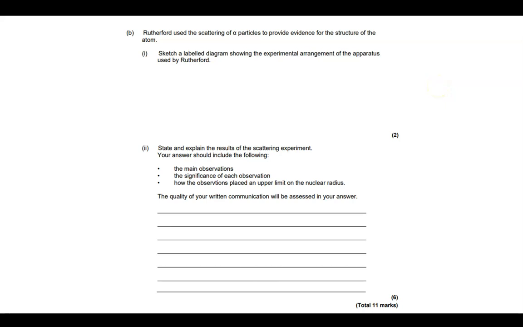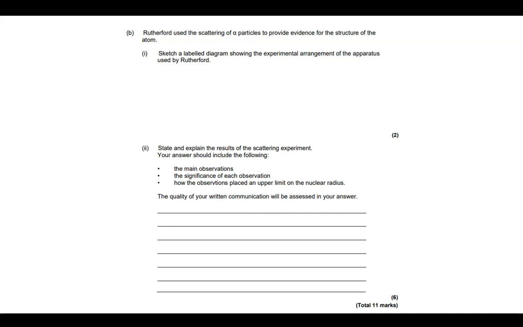Reproduce the scattering of alpha particles, provide evidence for the structure of the atom. Sketch a labelled diagram showing the experimental arrangement of the apparatus used by Rutherford. Part I, 2 marks. Second part, II, state and explain the results of the scattering experiment, your answer including main observations, significance of each observation, and how the observations placed an upper limit on the nuclear radius. That's for 6 marks.